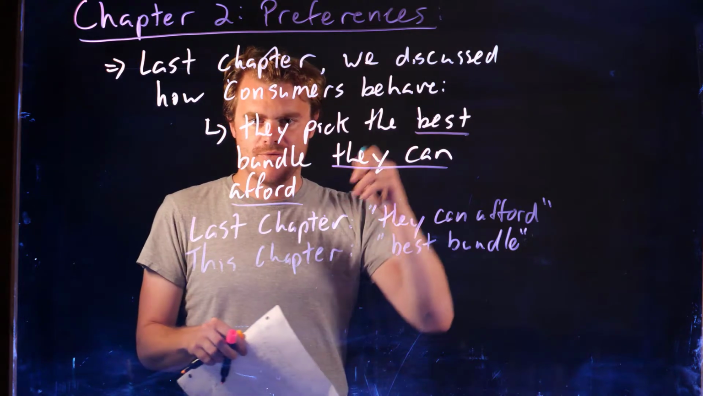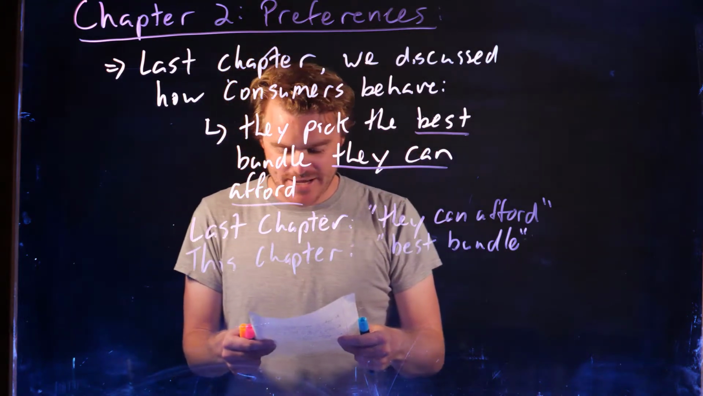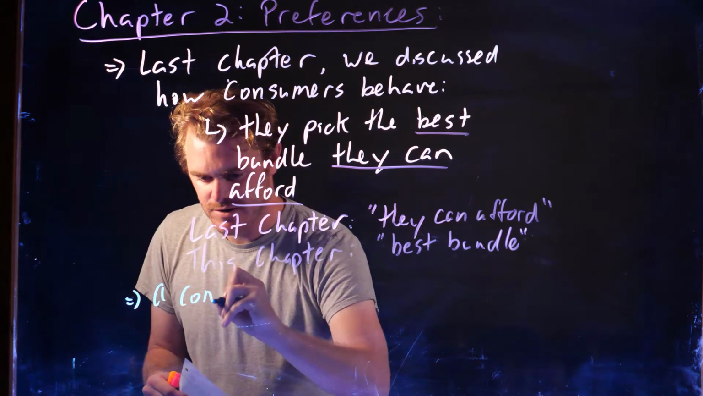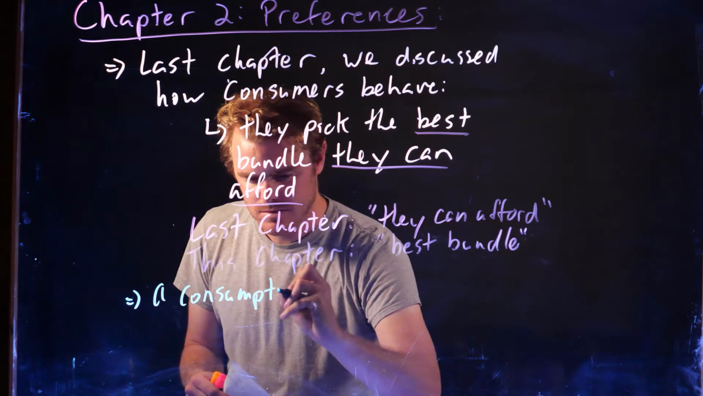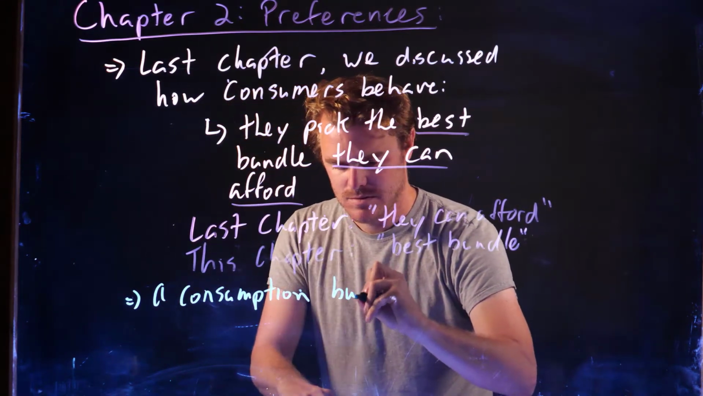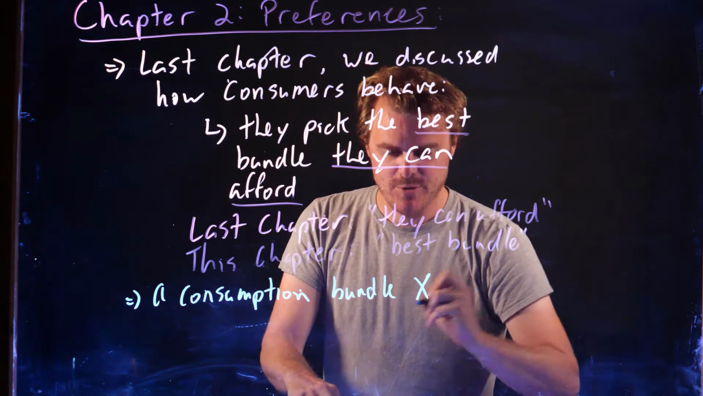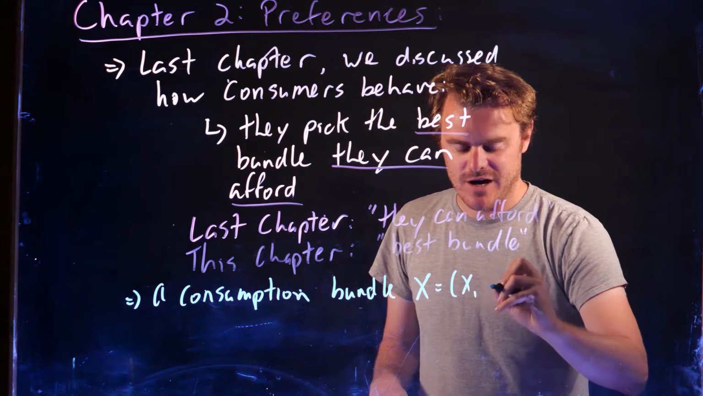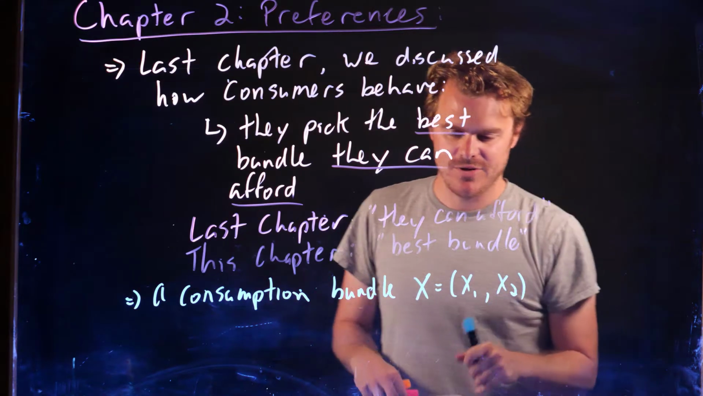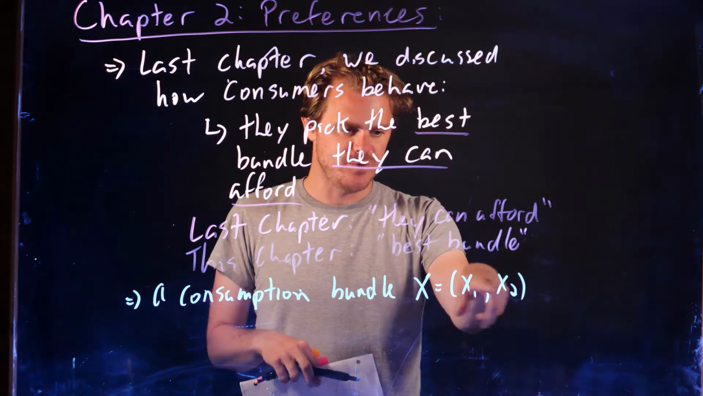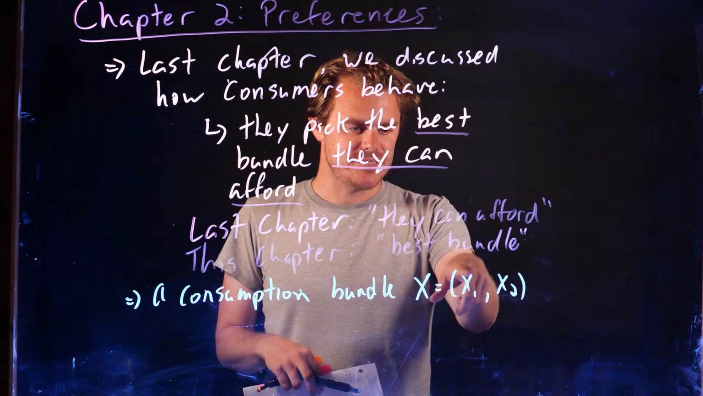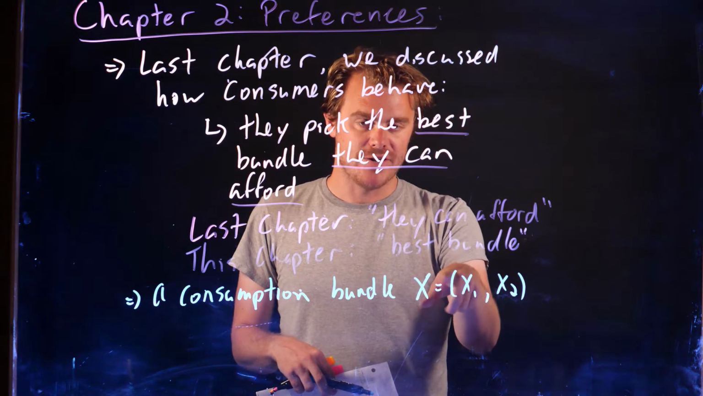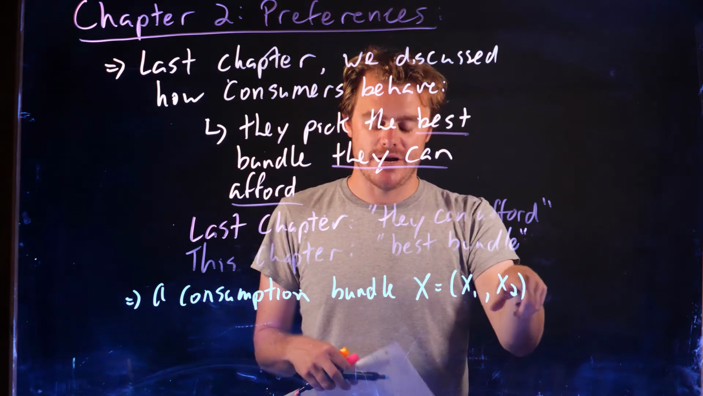Just as a reminder before we get into the material, a consumption bundle, remember, a capital X, is like a vector. It gave you the different combinations of the goods, or the different number of goods that we're consuming. So capital X equals (X1, X2). If we just had two goods, X1 is the amount of good 1, and X2 is the amount of good 2.